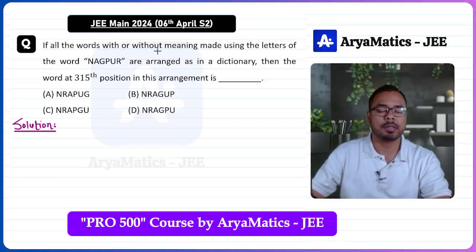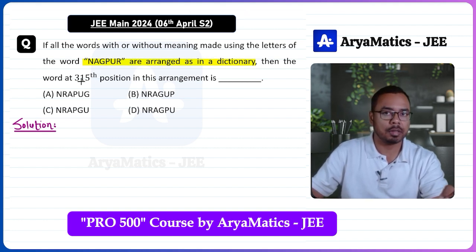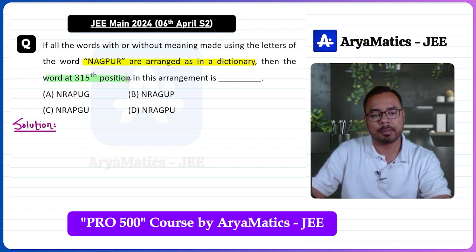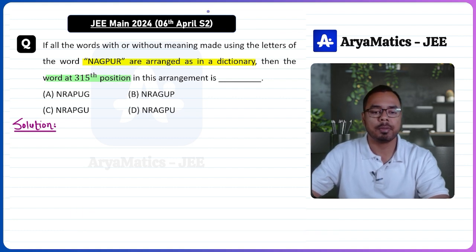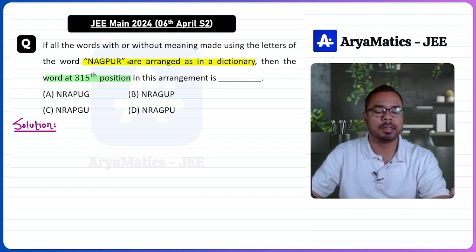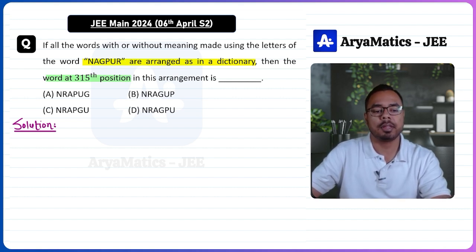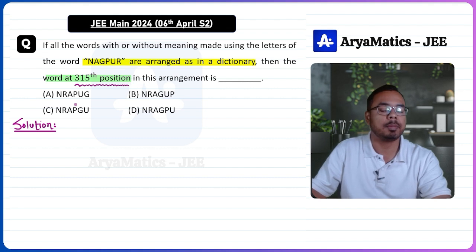If all the words, with or without meaning, using the letters of the word NAGPUR are arranged as in a dictionary, meaning in alphabetical order, then we have to find the word on the 315th place. Now in JEE Main, questions on dictionary problems are very common. And in recent years, you'll find that instead of asking the rank of a given word, they ask for the word on a given place. For example, here we have to find the word on this 315th place.